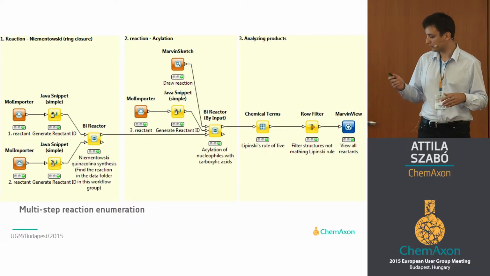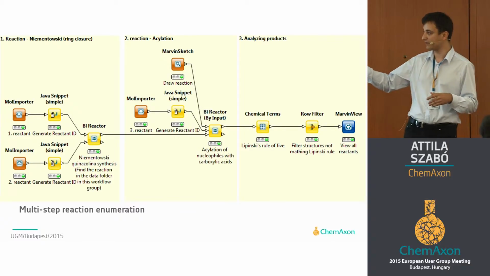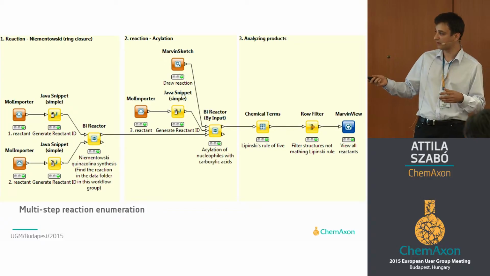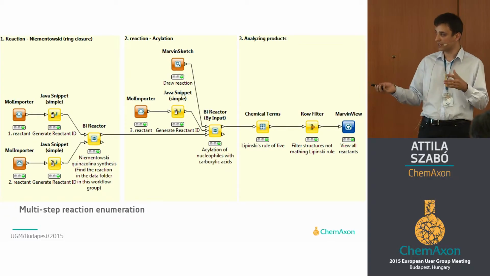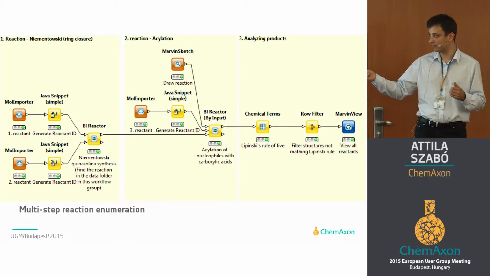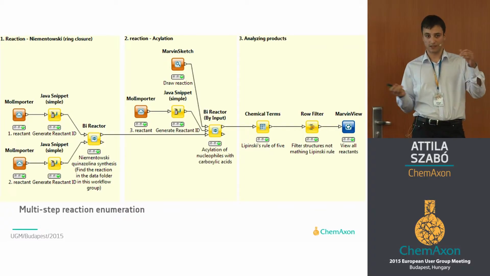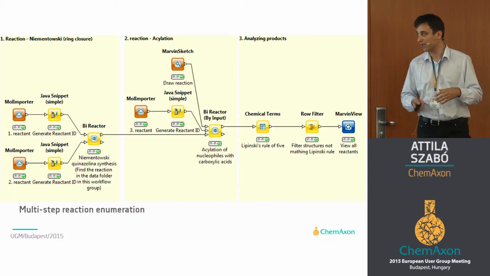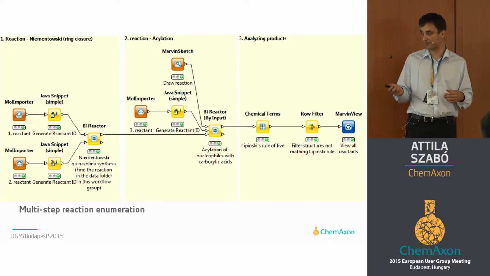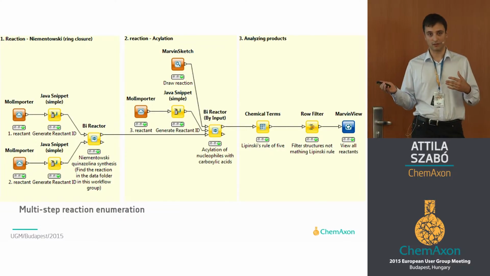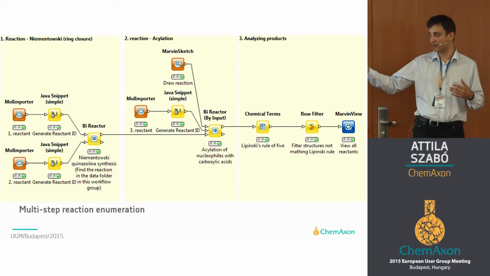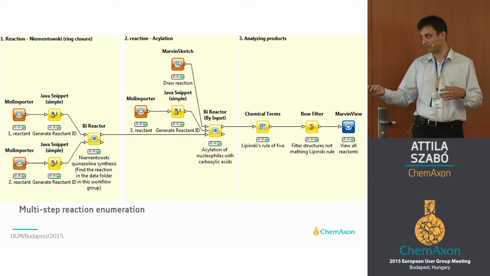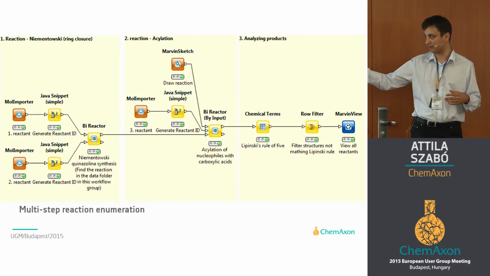So on the top left corner, you can see a branch where we import one reactant. On the bottom, we import another reactant. And using the Reactor node, we can basically enumerate all the possible products based on the selected reaction and the inputted reactants. And one obvious advantage of using KNIME and Reactor is that you can build multi-step reactions by passing the products of the first reaction to the next step. As you can see, the second Reactor node.